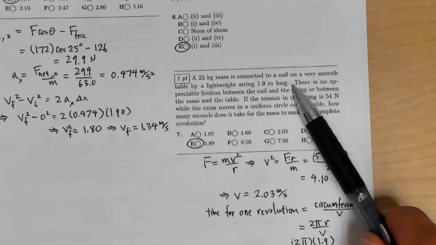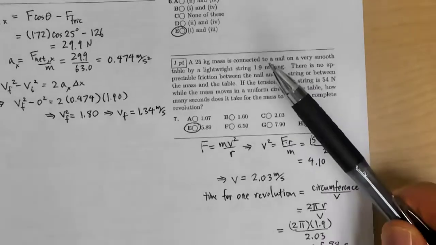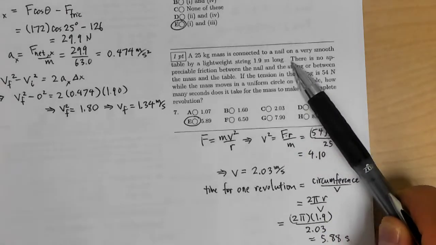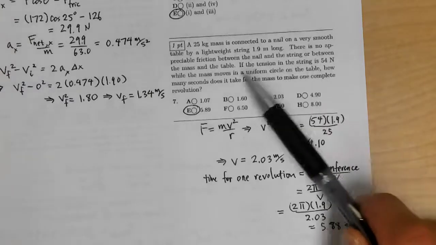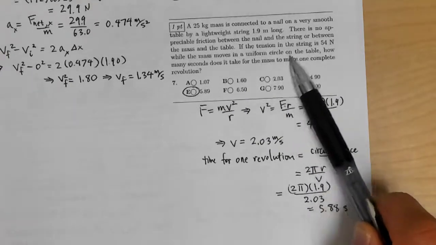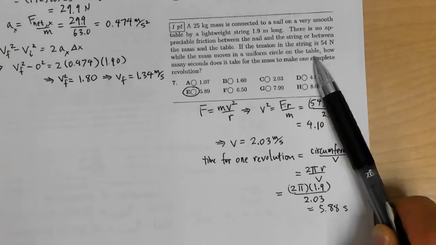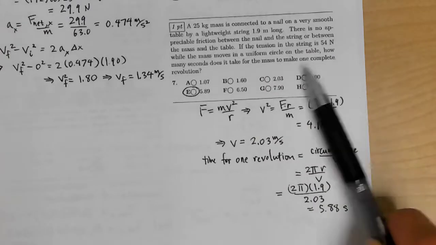A 25 kilogram mass is connected to a nail on a very smooth table with a lightweight string 1.9 meters long. There's no appreciable friction. The tension is 54 newtons, and the mass moves in a uniform circle on the table. How many seconds does it take for the mass to complete one revolution?